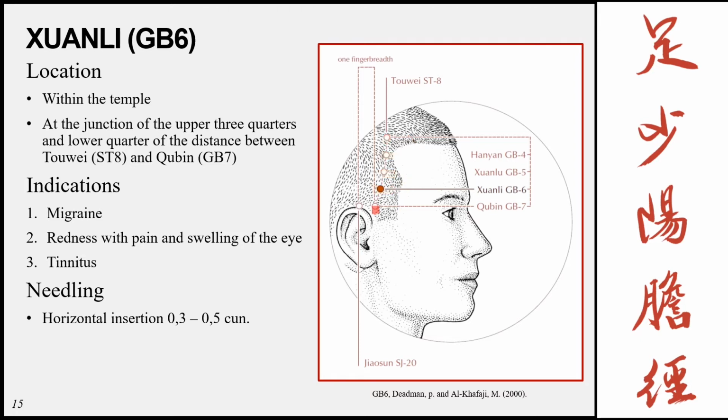It can be used for migraines, redness with swelling and pain of the eye, and tinnitus. And then our needling is the same, horizontal insertion, 0.3 to 0.5 tsun.